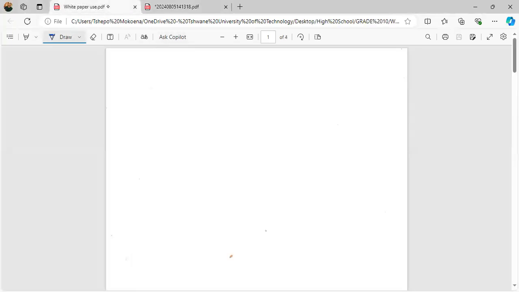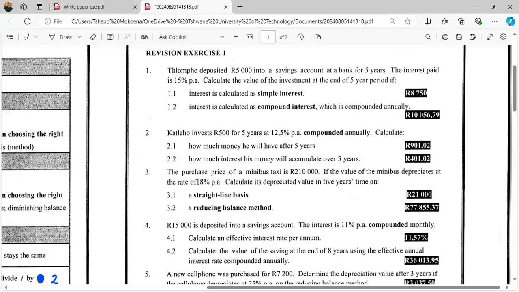So now let's start. We have Tompo, who deposited this amount. You have to understand, what is this 5,000 Rand? We call it the principal amount. It is the amount that you invest. It is the present value. It's the principal. So to answer question number 1, let's write the information. We have the principal amount, which is 5,000 Rand by Tompo.